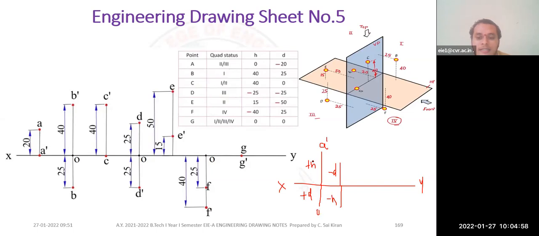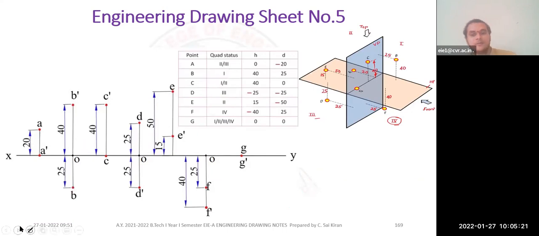Whenever you see H, it is nothing but the front view. For the front view, you have to write it as A dash, and for the top view, you have to write it as A. D distance is nothing but the top view. You are seeing the top view of that object or points.